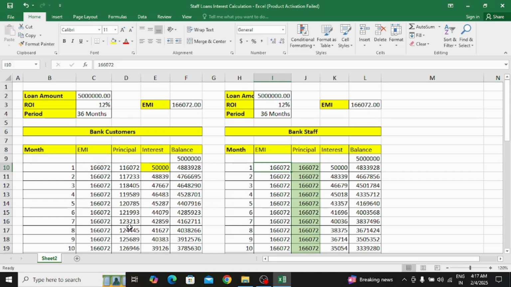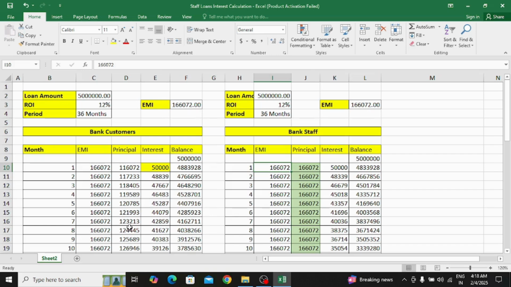Hi friends, today I will explain the loan taken by the borrower or a customer of the bank, or the same loan taken by the internal bank staff. How the calculation will be different, what is the benefit employees are getting because they are working for a bank, so the calculation method will be different for them when compared to the customers or borrowers.